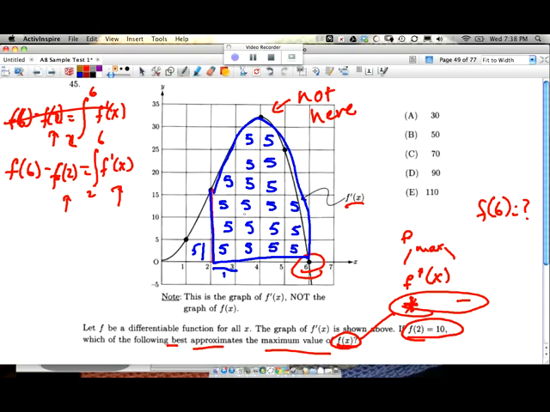It looks like it's 95-ish. Maybe a little bit more, maybe a little bit less. Let's just call it an even 100. So this is about 100. And f of 2 is 10. So f of 6 minus 10 is 100. You add 10 to both sides. Hey, look at that. We get 110.